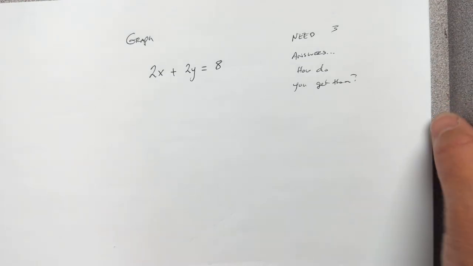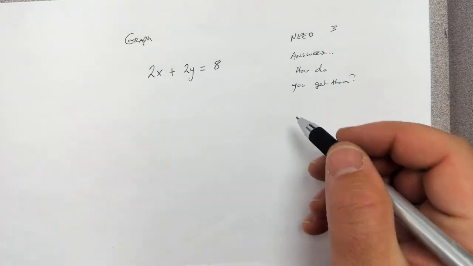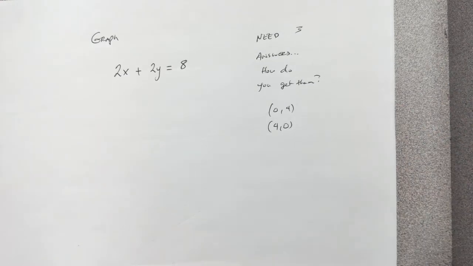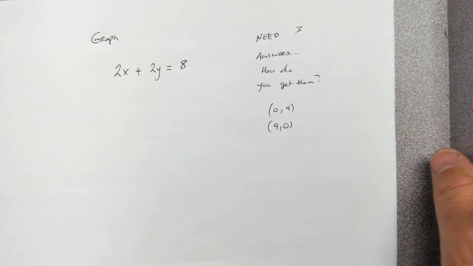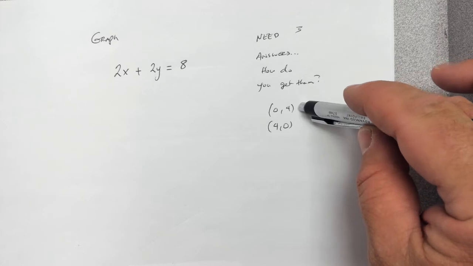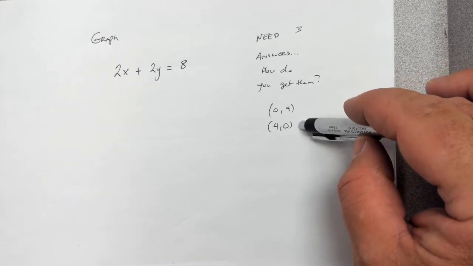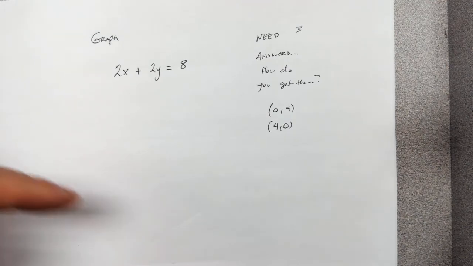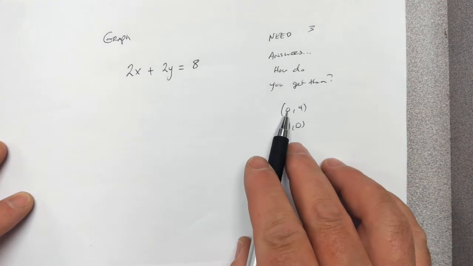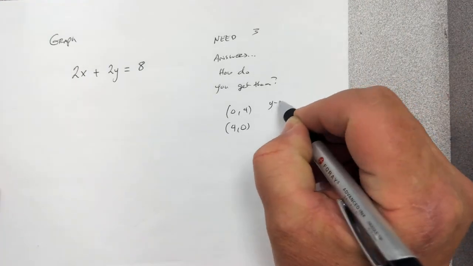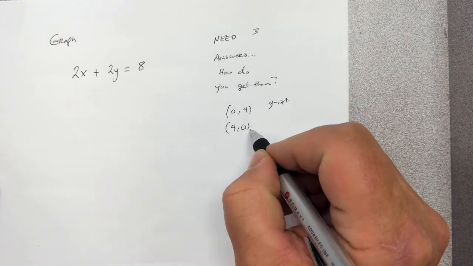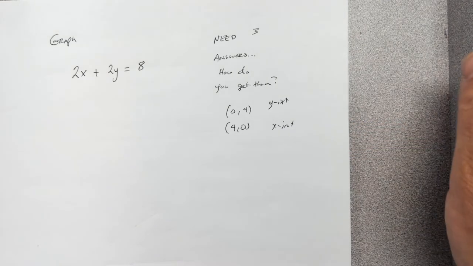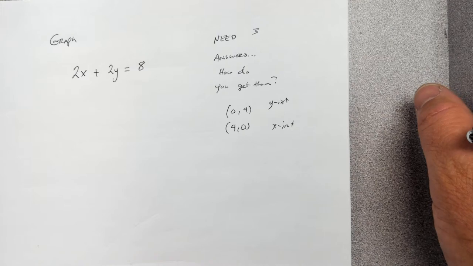She found the x and the y intercept. Here's the two she found, okay? She found 0, 4, and 4, 0. Now, I don't know if she did it on purpose, because this one right here is the y-intercept, and this one is the x-intercept. Remember, when x is 0, that's a y-intercept. And when y is 0, that's an x-intercept.